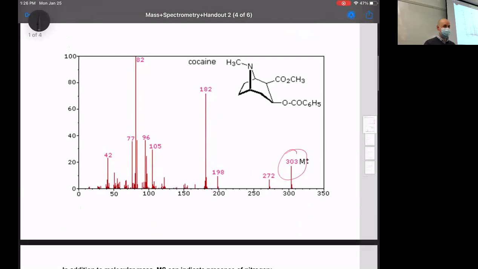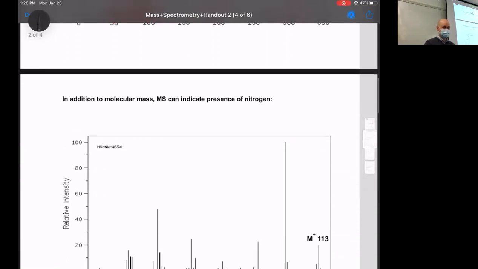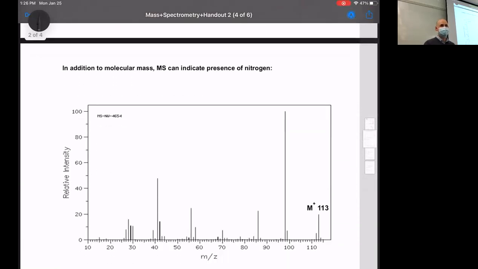Cocaine has nitrogen. Its mass is 303. This molecule has nitrogen. Its mass is 113. So give me a rule. If a molecule has nitrogen, its mass is odd. This has always been true. We've never talked about it. You probably never thought of it before, but the mass is odd. And so the molecular ion is going to be at an odd number.